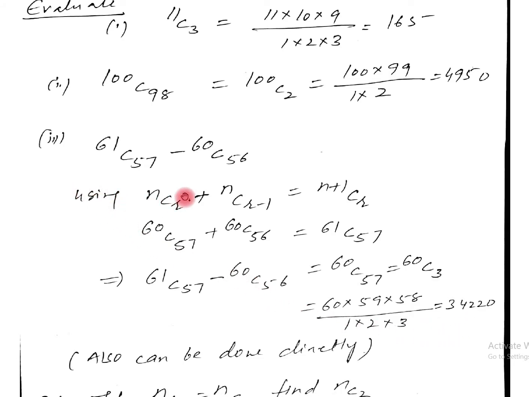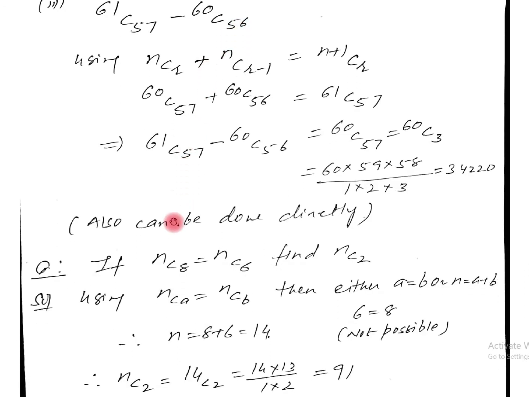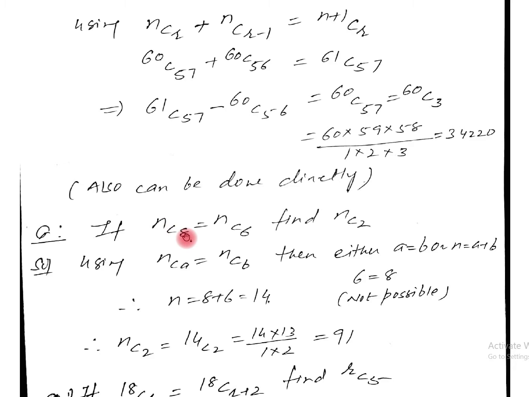Either we can use it by using the formula or directly we can find out the values. Now the question is here, if nC8 equal to nC6, find nC2. Now here we have written the result nCa equal to nCb, then either a equal to b or n equal to a plus b.